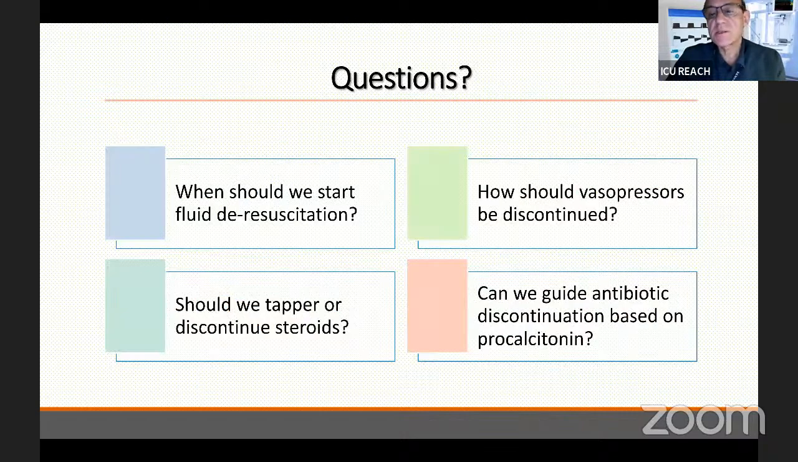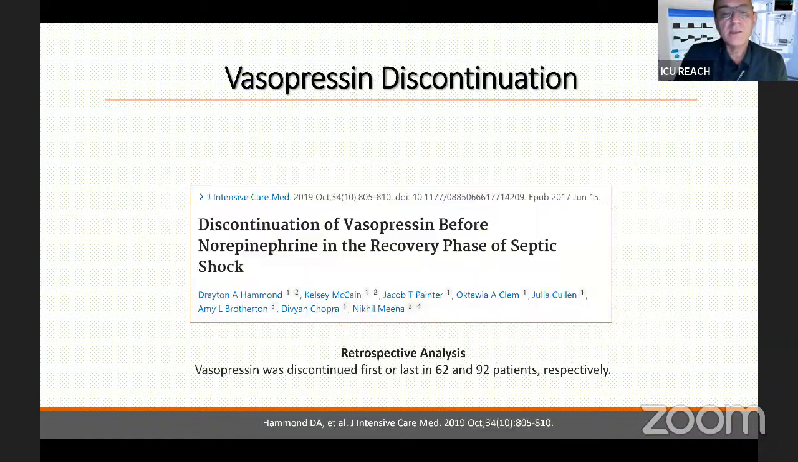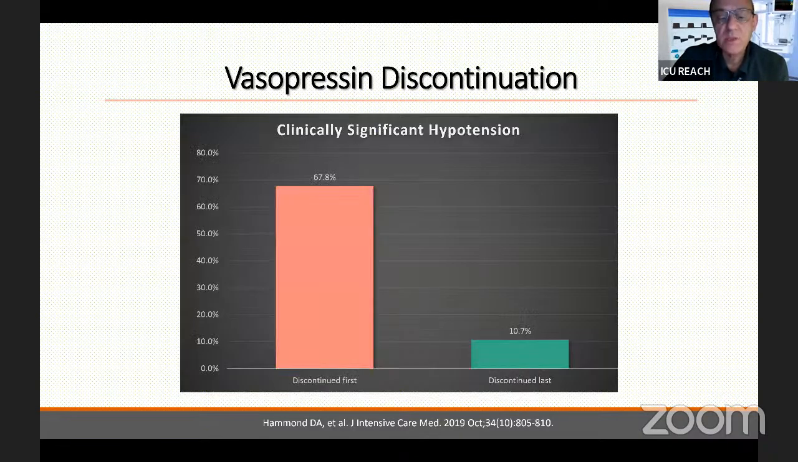So the next question is, how should vasopressors be discontinued? In the study, whether we should stop first vasopressin or we should stop norepinephrine. And the majority of you answered that we stop the vasopressin first, followed by the norepinephrine. In fact, this study and the studies available for this are all retrospective studies. In this study that included around 90 patients in each arm, they looked at whether we stop the vasopressin first or last, and looked at what happened.